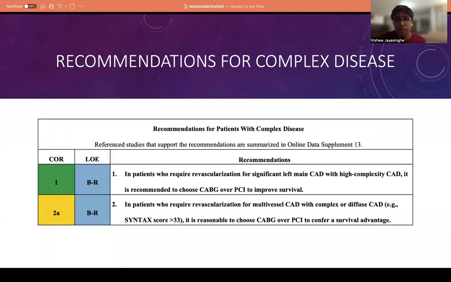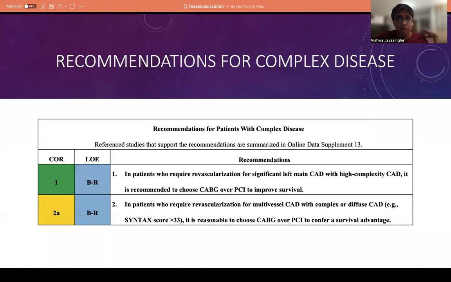Hence, there is a recommendation for complex disease in patients who require revascularization. For significant left main with highly complex CAD, CABG over PCI is recommended to improve survival. Patients with multivessel CAD who have high SYNTAX score also generally prefer CABG over PCI to confer a survival advantage. When there is left main with complex disease, it's a class 1 for CABG. When there is no left main but complex, high SYNTAX lesions, it's a 2A recommendation for CABG.